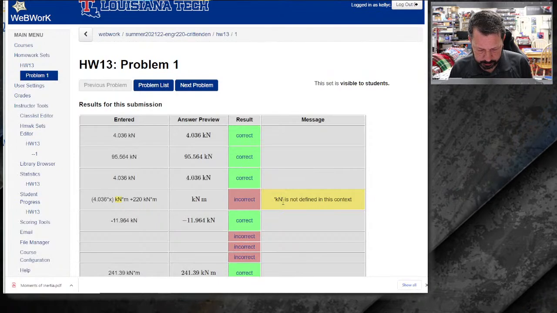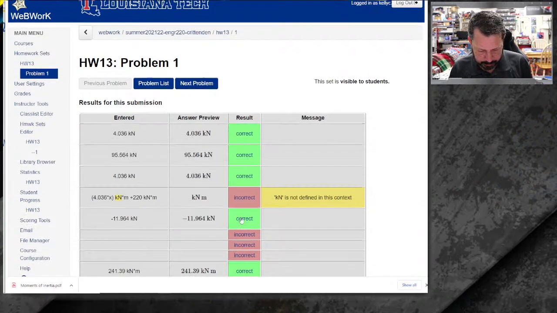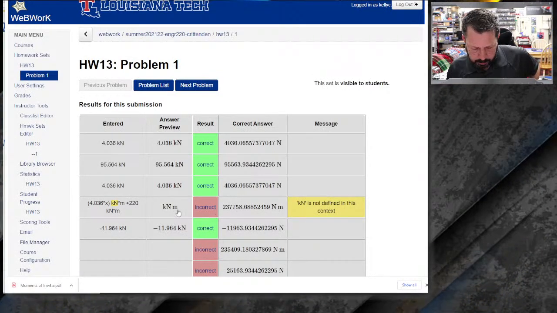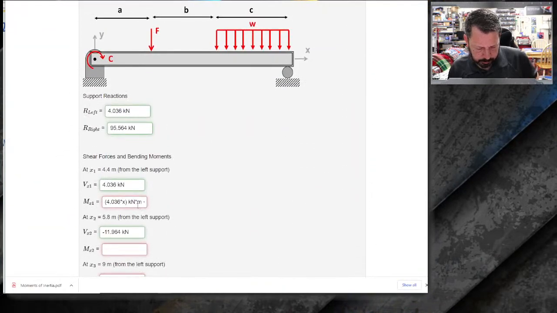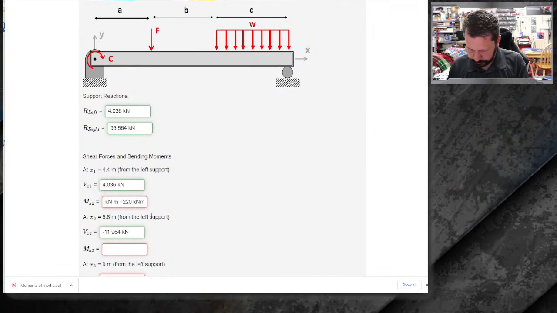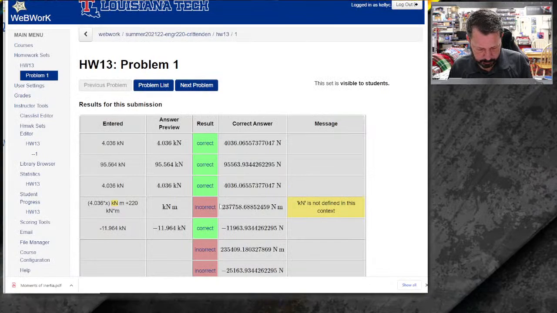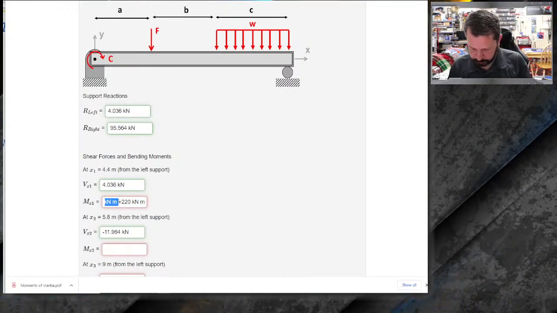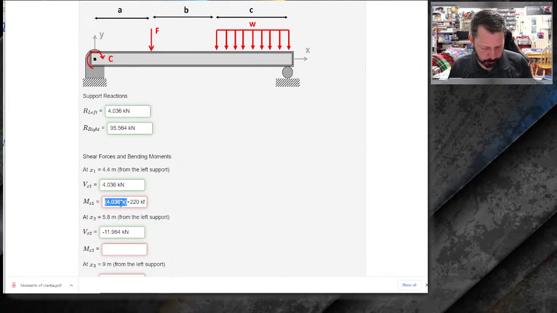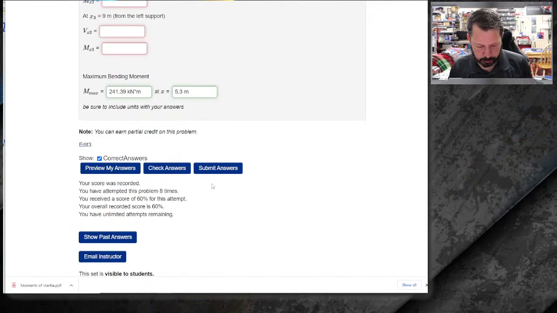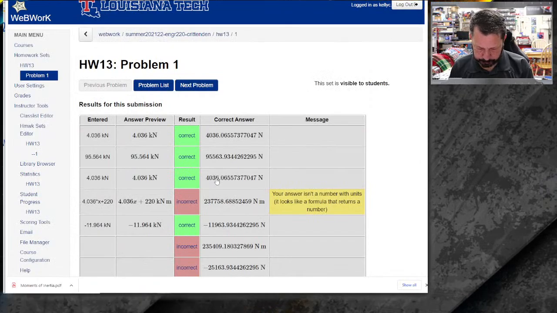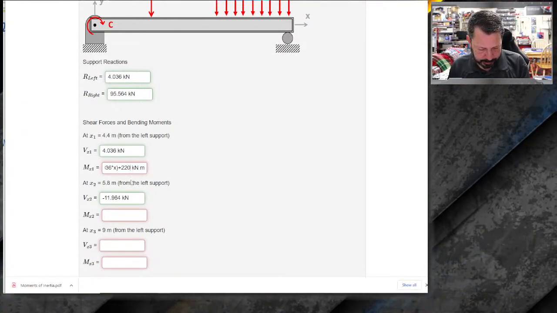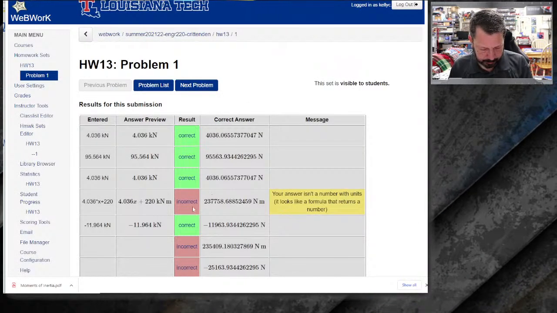It did not. It doesn't want kilonewton, so it doesn't want to multiply. Let's look at how it puts the units in there. It just shows kilonewton meters, so it doesn't do the multiplication. Maybe it just does that. Doesn't like that either. Maybe it just wants the units at the very end, like that. So you've got 4.036 times x plus 220 kilonewton meters. So this is the aggravating part, right? Trying to figure out how it wants this stuff plugged in to be satisfied.